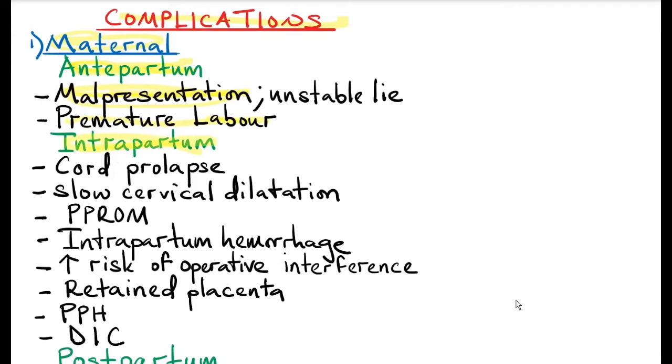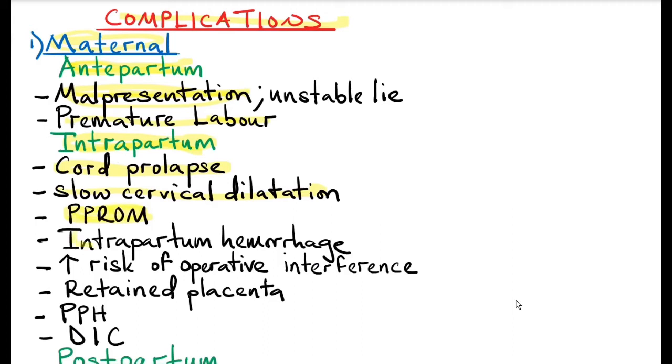Intrapartum, this is during labor. There can be cord prolapse. This is because there's abnormal attachment of the cord to the placenta. And then slow cervical dilatation. Slow cervical dilatation is because the placenta is attached on the lower segment. Then you can have premature rupture of membranes, preterm premature rupture of membranes.